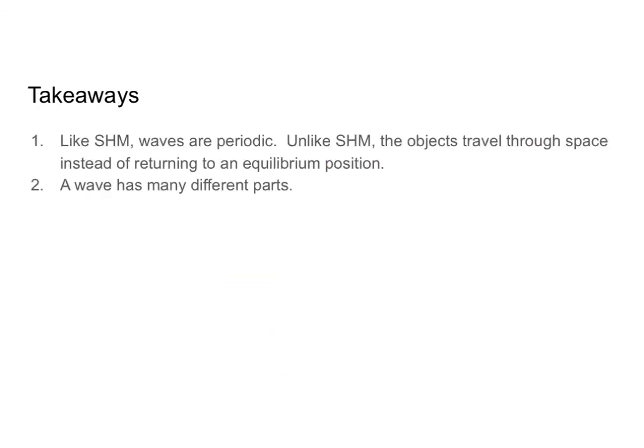So now we're ready for takeaways. So like simple harmonic motion, waves are periodic. They have a period, they have a frequency. However, unlike simple harmonic motion, we are seeing things traveling through space instead of returning to an equilibrium position. So we see an equilibrium position within the wave, but the wave itself now has a horizontal velocity. It's just moving through space in a direction as well. So it's not staying in that same spot.